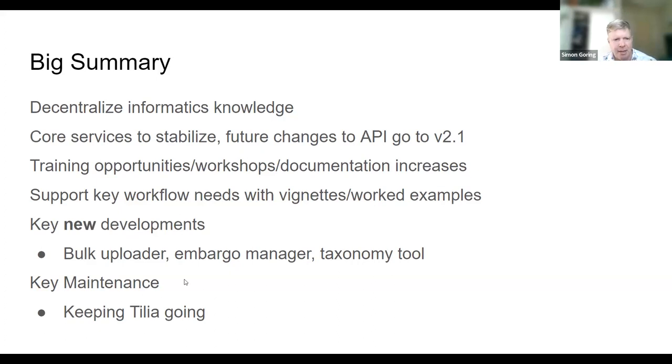And so I think a sort of bigger picture view might be that we need to start really in the next year thinking about what Tilia 2.0 looks like. So I think that's really the summary.